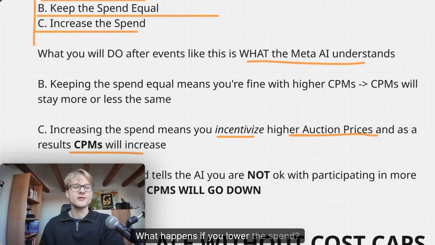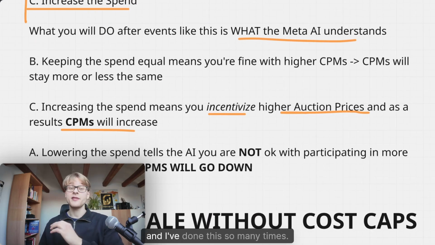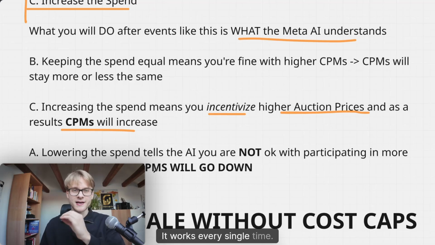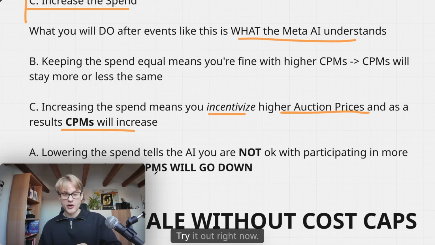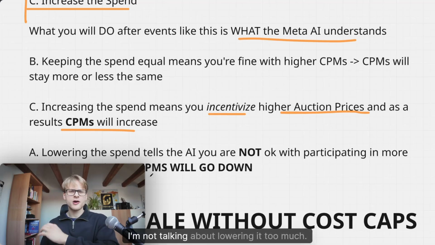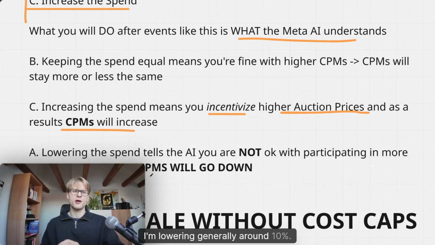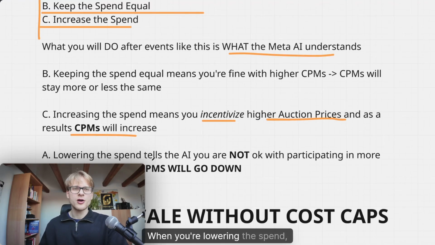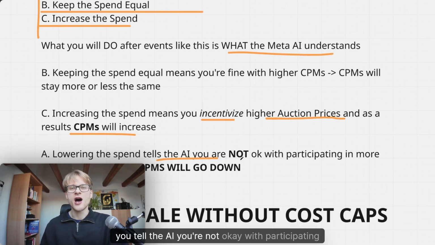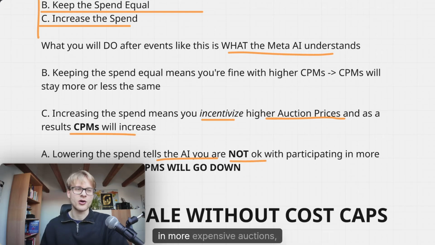Now, what happens if you lower the spend? When you lower the spend, and I've done this so many times, it works every single time, okay? It works every single time. Try it out right now. When you lower the spend, I'm not talking about lowering it too much. I'm lowering it generally around 10%. When you're lowering the spend, you tell the AI you're not okay with participating in more expensive auctions. And then your CPMs will go down.